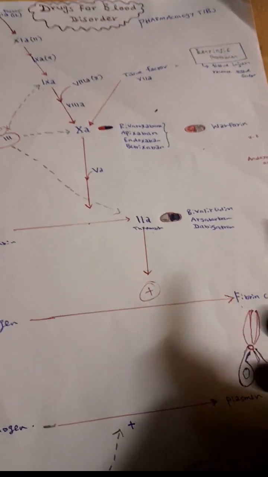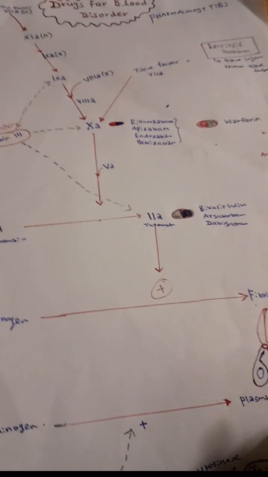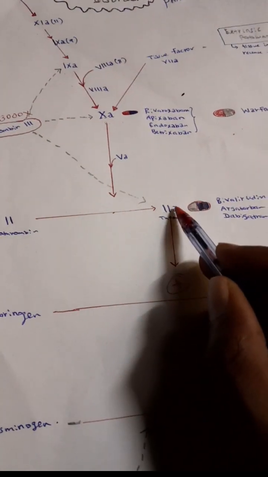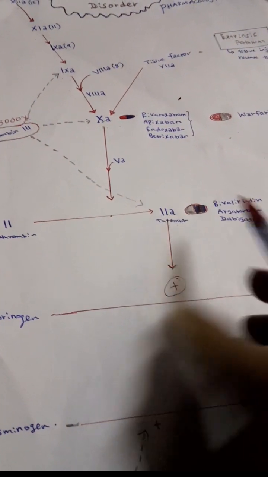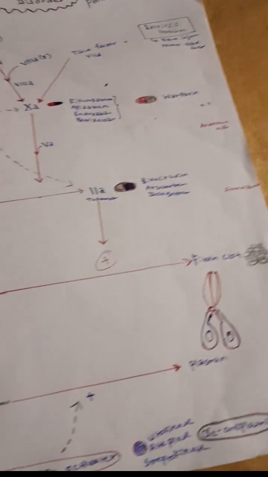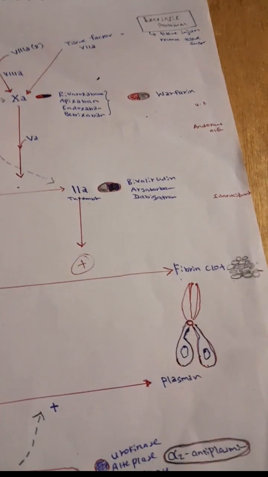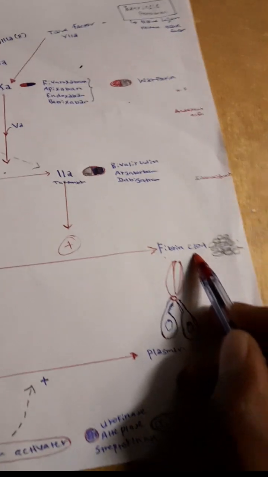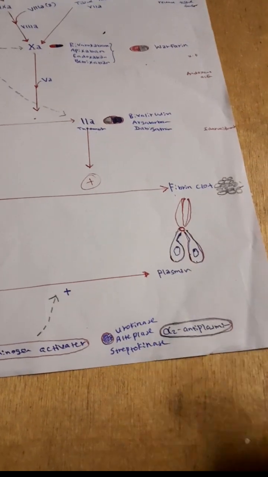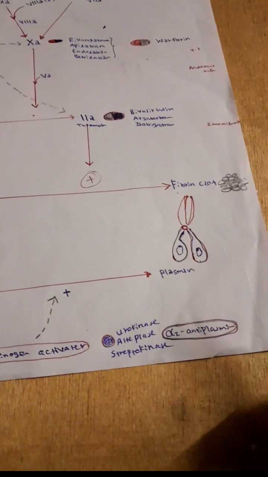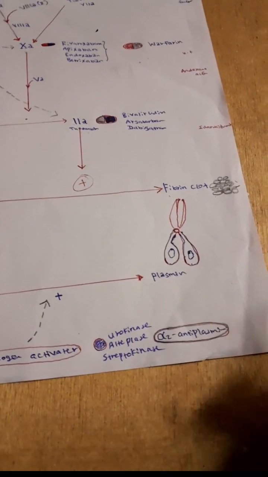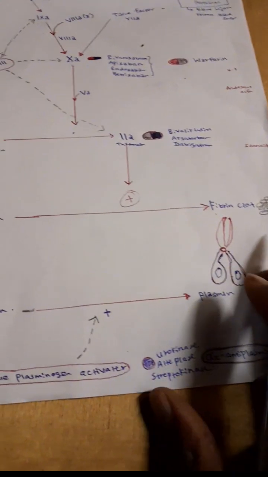So this thrombin, or factor 2, converts fibrinogen to fibrin, and finally the clot is formed. There is a chemical that can degrade this clot, known as plasmin. This plasmin is an endogenous chemical that cuts the insoluble fibrin and sustains the hemostasis of blood.